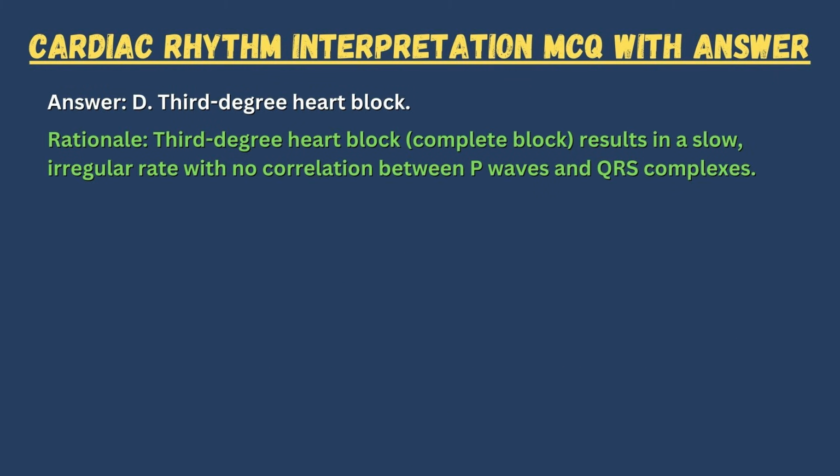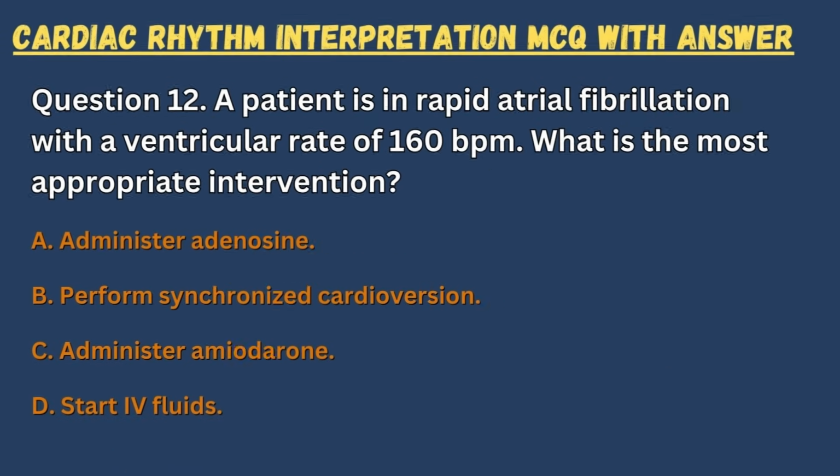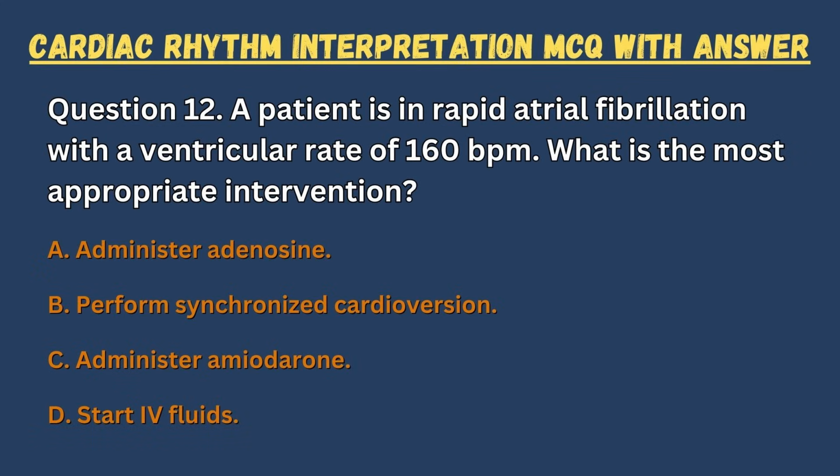Answer: D. Third-degree heart block. Rationale: third-degree heart block, complete block, results in a slow, irregular rate with no correlation between P waves and QRS complexes. Question 12. A patient is in rapid atrial fibrillation with a ventricular rate of 160 BPM.